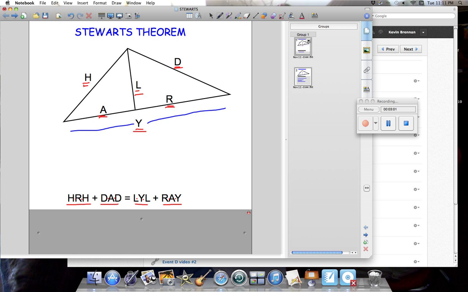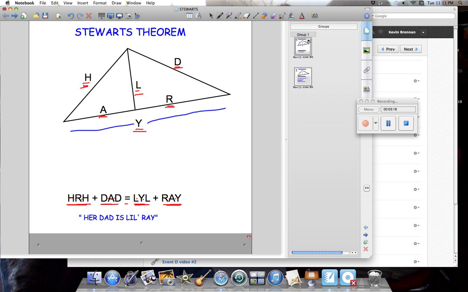So to try to help you to remember the theorem here, I've got the word hardly spelled out, and then kind of a sentence here: her dad is little Ray. This is supposed to be like little, L-Y-L, like little. Her dad is little Ray.